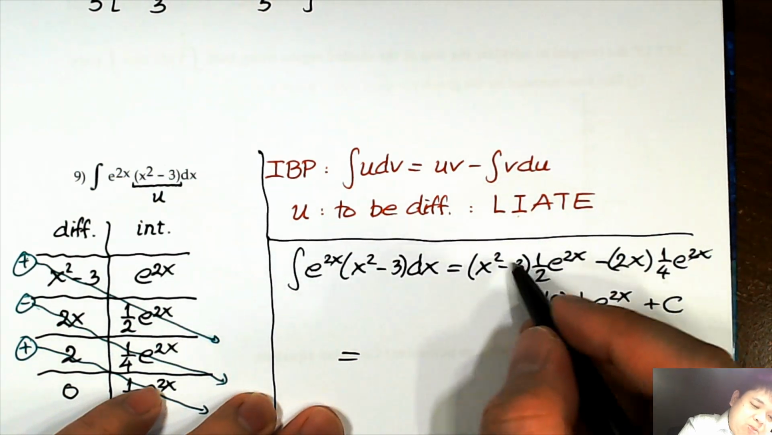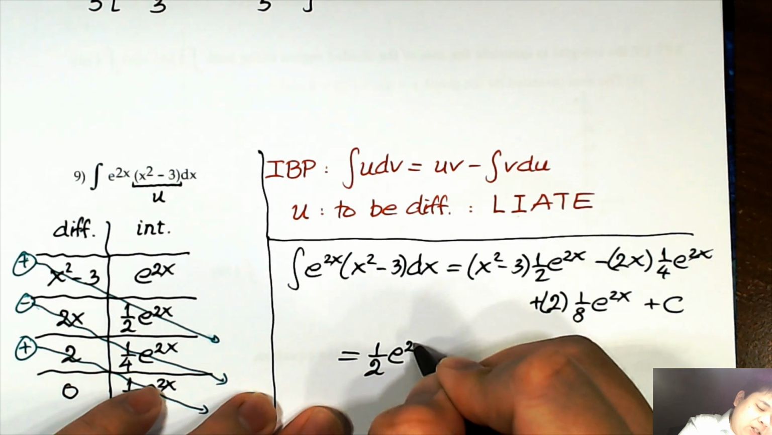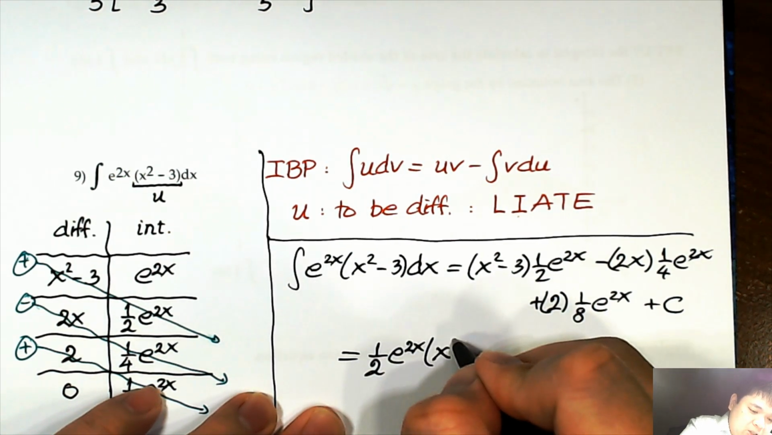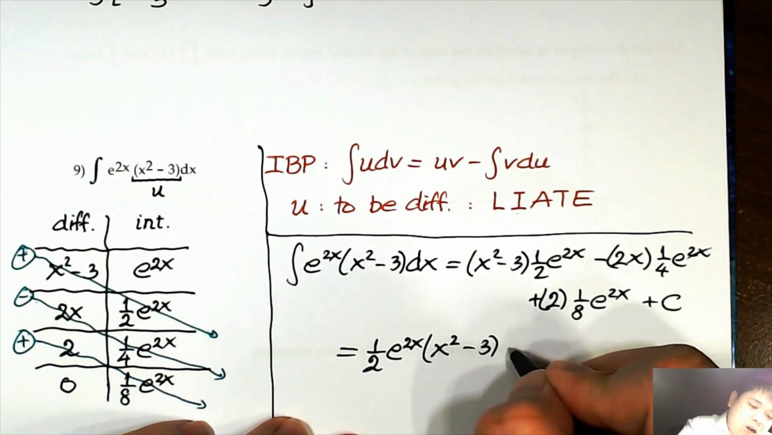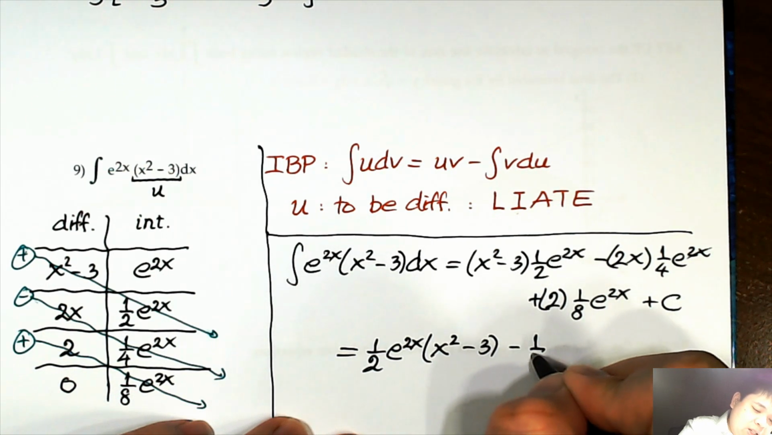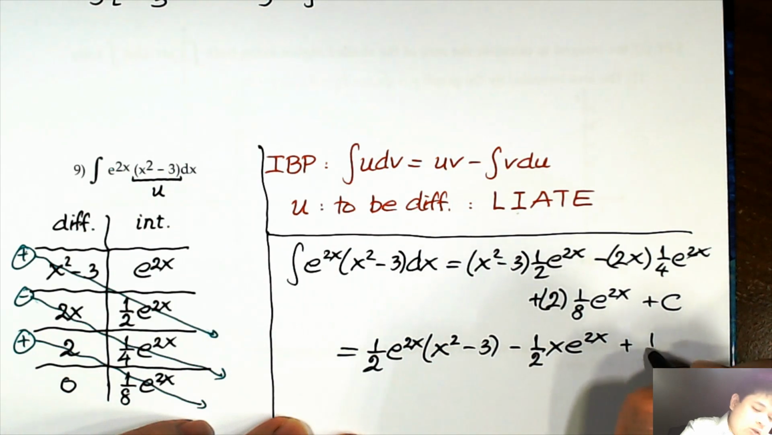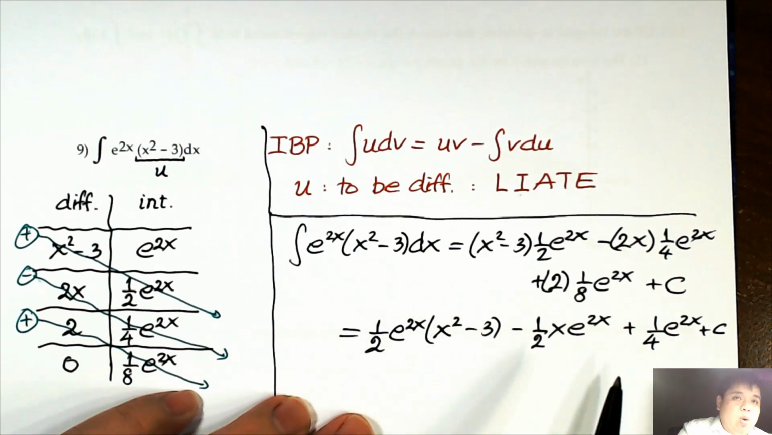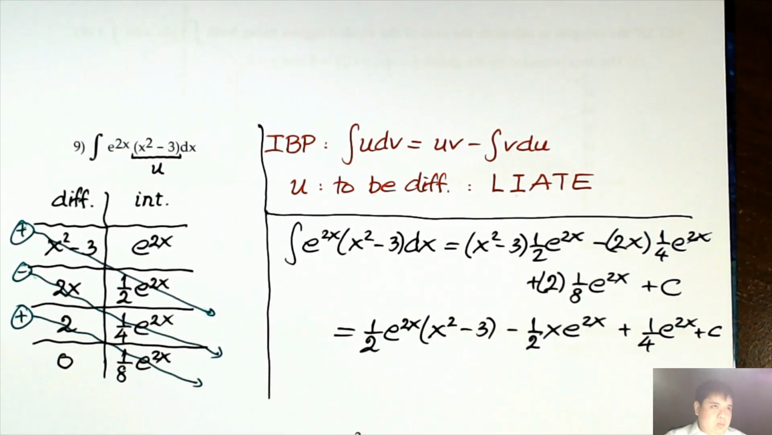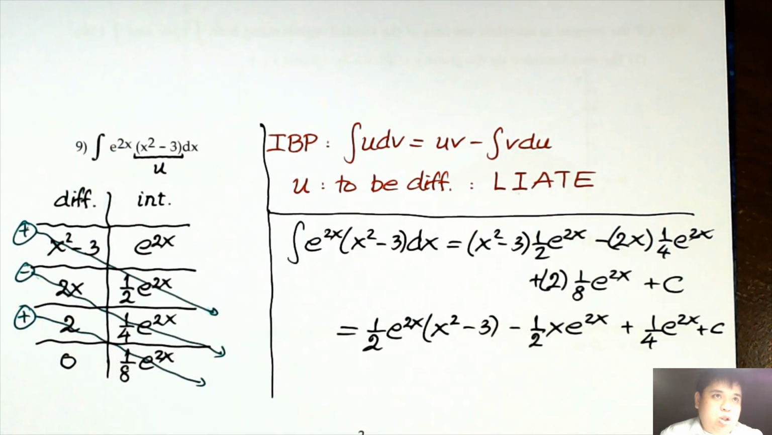just simplify a little here, put 1/2 in front, e to the 2x, x squared minus 3, 2x minus 1/4, that is minus 1/2 x e to the 2x, and then just 1/4 e to the 2x. We can also factor out the e to the 2x, but I'm just going to keep it like that. Again, that is integration by parts, and the order to choose u, and when possible I use the table.